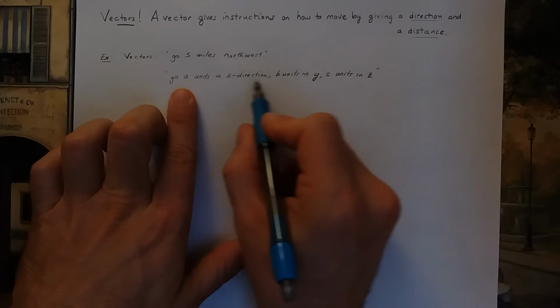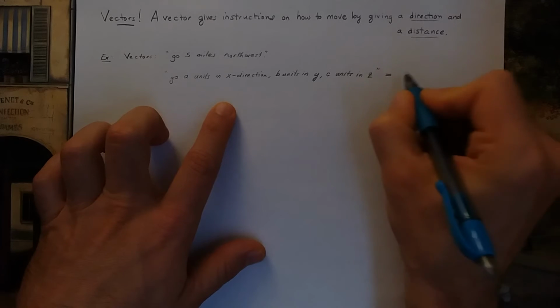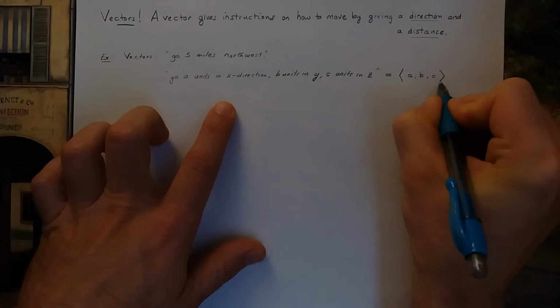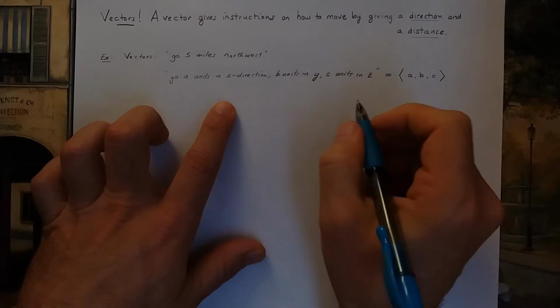Now this vector, if I'm in R3, is such a common set of instructions that we have special notation for it. We give an angled bracket, A, B, C. So this means A units in the X, B in the Y, C in the Z direction.